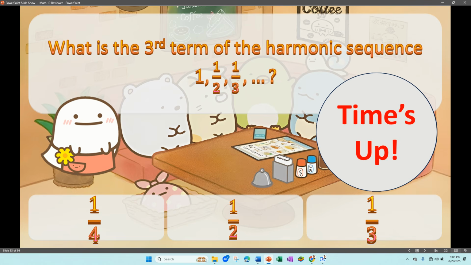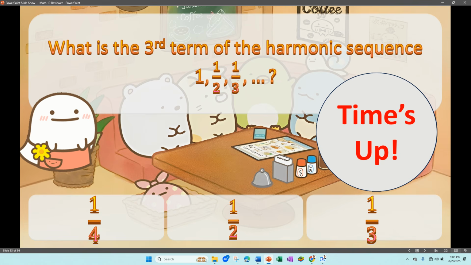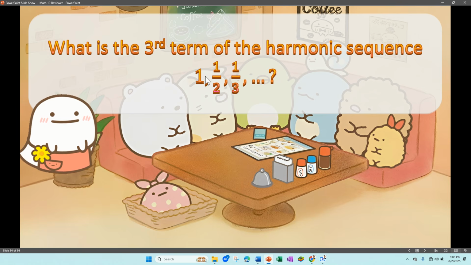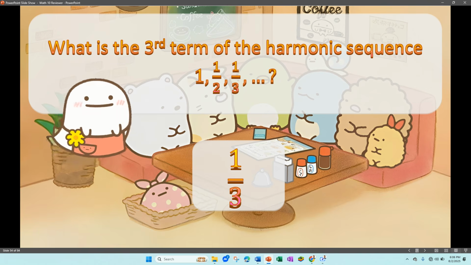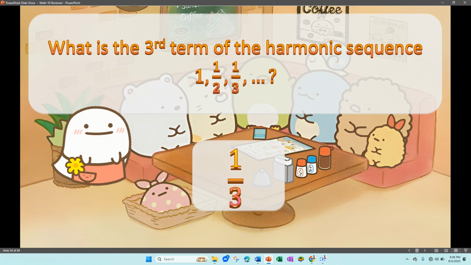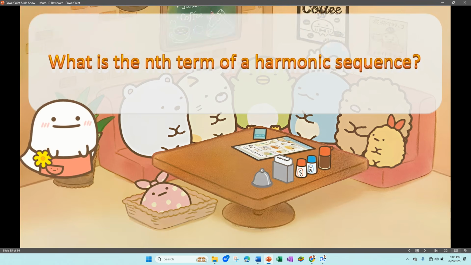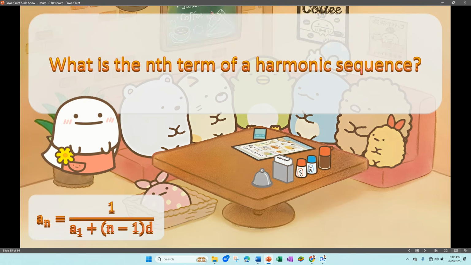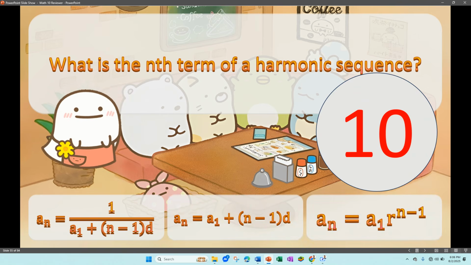Time is up. So, medyo obvious po ang sagot dito. So, the third term is, so 1 is the first term. Second is 1 half. The answer is 1/3. That is our third term. What is the nth term of a harmonic sequence? 10 seconds go.